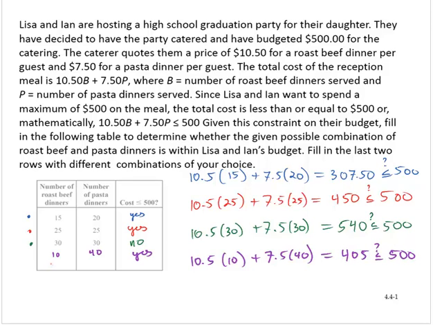And one more. Let's switch it around. What if we had 40 roast beef and 10 pasta? 10.5 times 40 plus 7.5 times 10 ends up being $495, which is just barely less than 500, but it is.